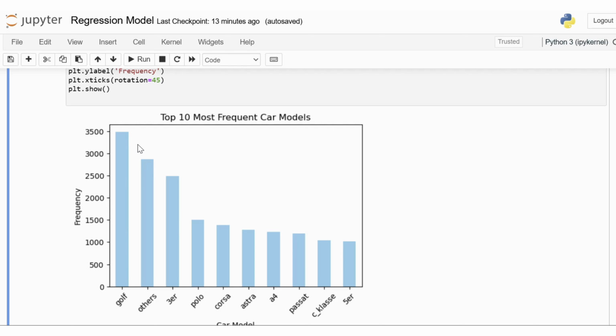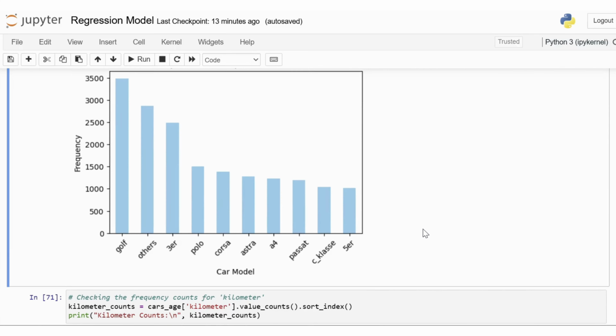The car model 3ER is the third most frequent, with over 2,500 occurrences. This shows its popularity among the cars in the dataset. The Polo, Corsa, Astra, A4, Passat, C-Class, and 5ER car models have progressively fewer occurrences. Each of these models appears between 1,000 to 2,500 times in the dataset.